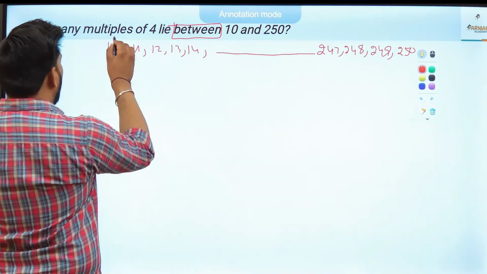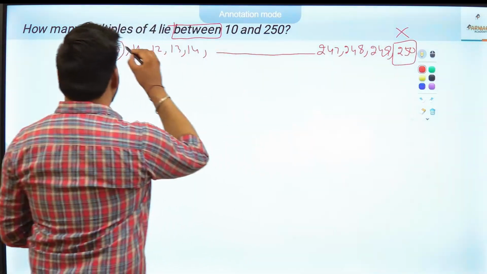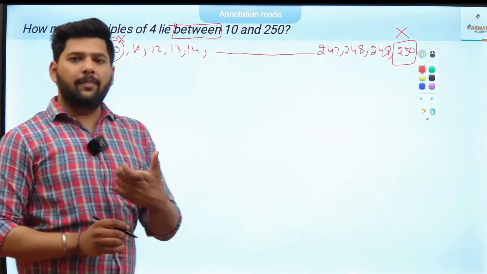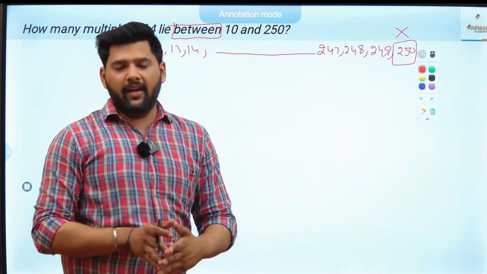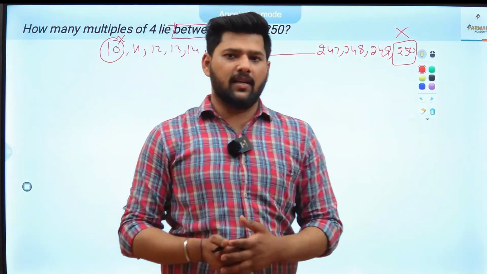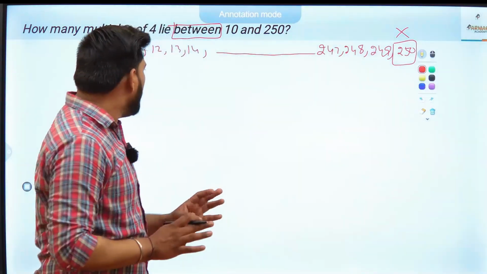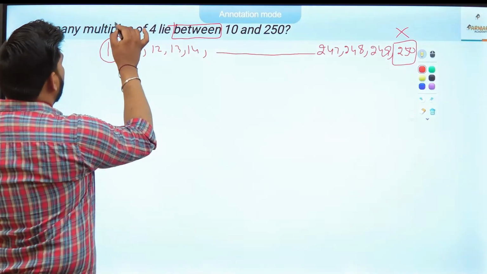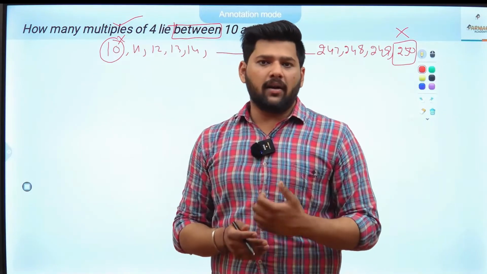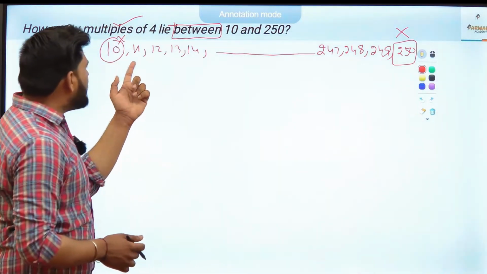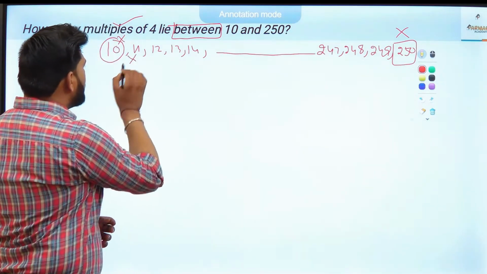Between means हमें 10 और 250 को कंसीडर नहीं करना है, बिकॉज द वर्ड इज बिटवीन. अगर यहाँ पर वर्ड होता from 10 to 250 तब हम 10 और 250 को भी कंसीडर करते, लेकिन द वर्ड इज बिटवीन. नेक्स्ट कंडीशन इज द मल्टीपल ऑफ 4. अब जो नंबर्स को हमें डील करना है वो 4 के मल्टीपल्स होने चाहिए. सो लुक एट हियर, इज 11 मल्टीपल ऑफ 4? क्लियरली नॉट. सो दिस इज ऑल्सो रिजेक्टेड.